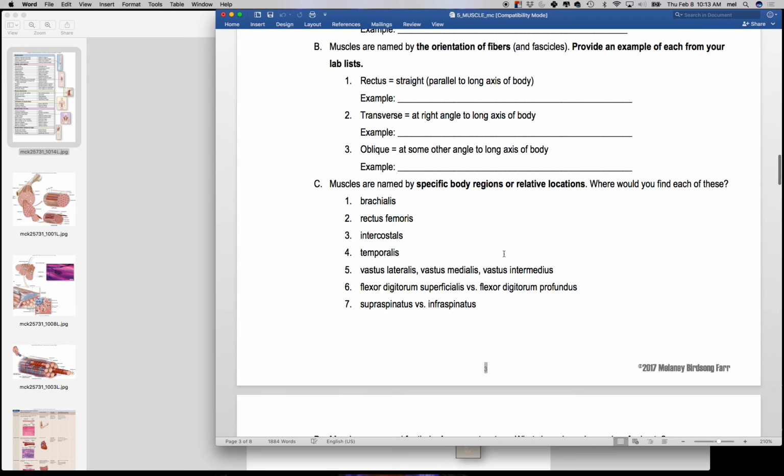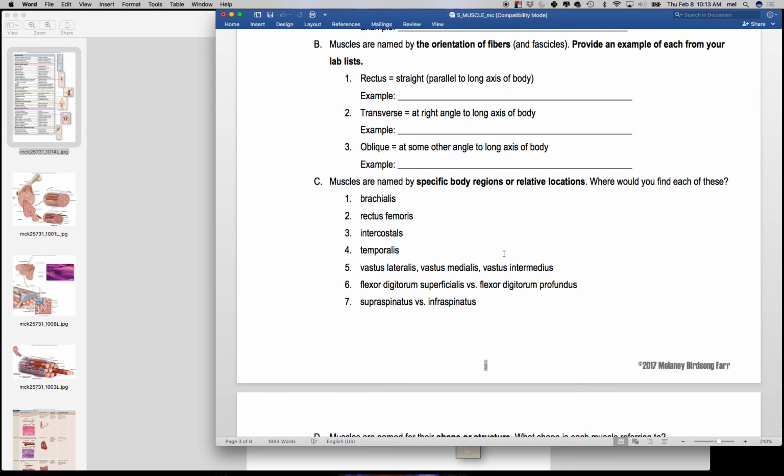Okay, so now let's talk about this. Muscles are also named by the orientation of the fibers, the directionality of the fibers. You can't see individual fibers, but you can see bundles of fibers. And so if you look at a muscle and the fibers look like they're running straight up and down, parallel to the long axis of the body, that muscle will be a rectus or an erector. As in erection. You're never going to forget that, will you? Straight up and down, right?